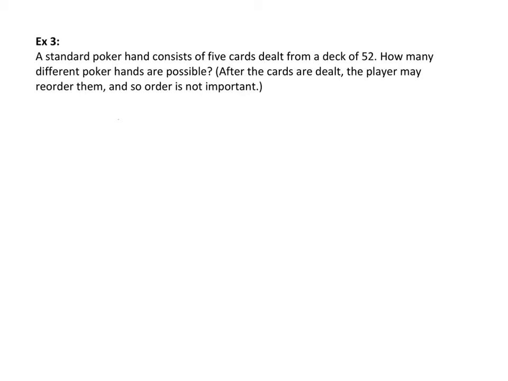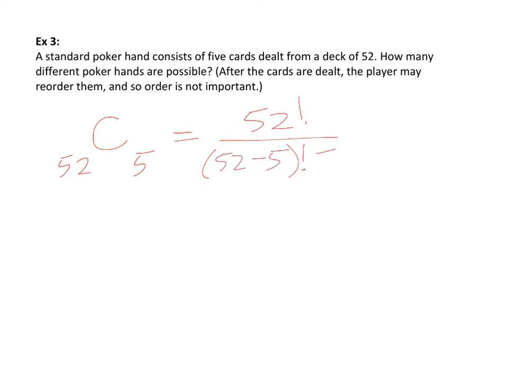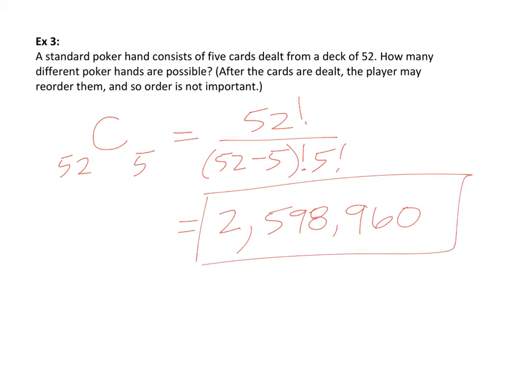That means we're working with a combination problem. So I have 52 cards to choose from, and I'm choosing 5. All right, so just applying the formula now. 52 minus 5 factorial times 5 factorial, and that equals 2,598,960. All right, that's all there is to that.